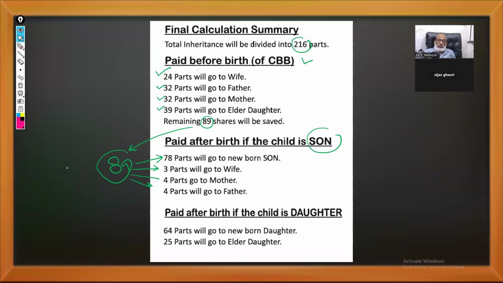But if the newborn baby is a daughter, then the 89 share will be distributed like this: 64 share will go to the new daughter and 25 share will go to the elder daughter, that is daughter number 1 and daughter number 2. So that is the solution if we want to distribute the inheritance before the birth of the child.